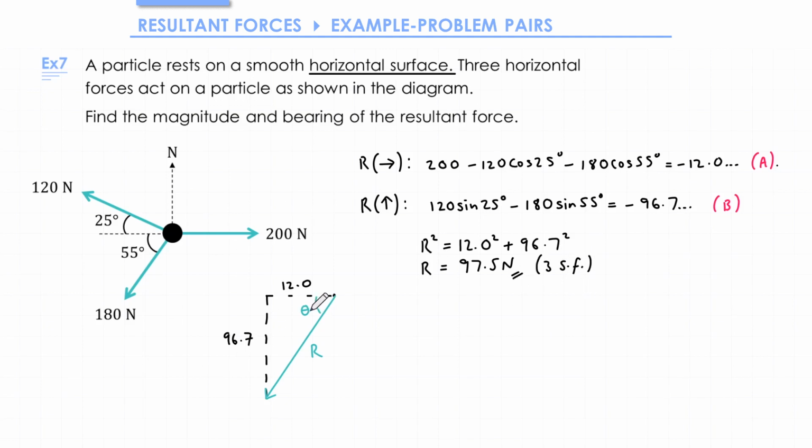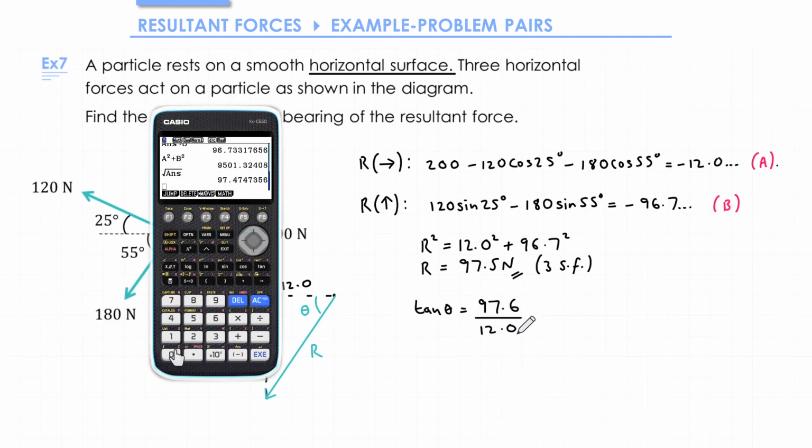Next, we'll find the value of theta. We know the opposite and the adjacent, so we can say that tan theta equals opposite over adjacent. As we've got these values stored, to find the value of theta, we can do inverse tan of b over a. If we do that, we get 82.9.